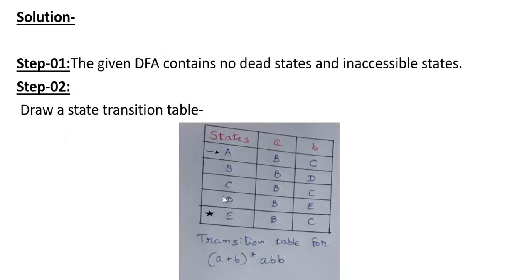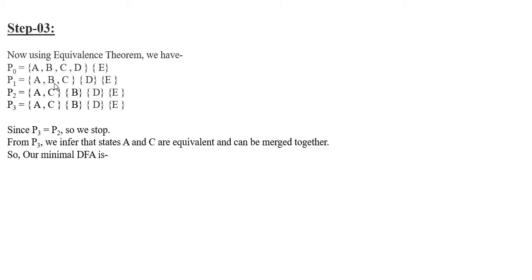Now I can separate state D, because from D on input b the transition goes to a different set than for the others. So now I partition these four states and distinguish the state D. Next, P1 equals {ABC}, {D} and {E}.